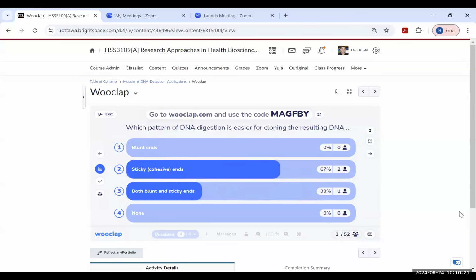Which pattern of DNA ends is easier for cloning, when cloning the resulting DNA fragments? So if you cut the DNA and you want to clone it, which enzymes would you use? Would you use an enzyme that makes the DNA blunt, or an enzyme that makes the DNA sticky? So think about the next process. It will tell you which one is going to be better.